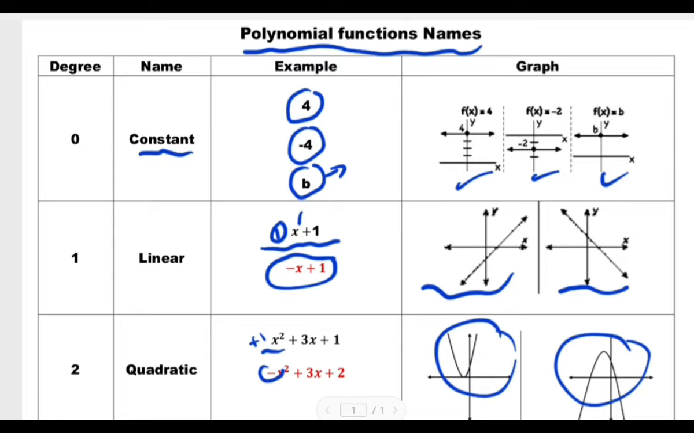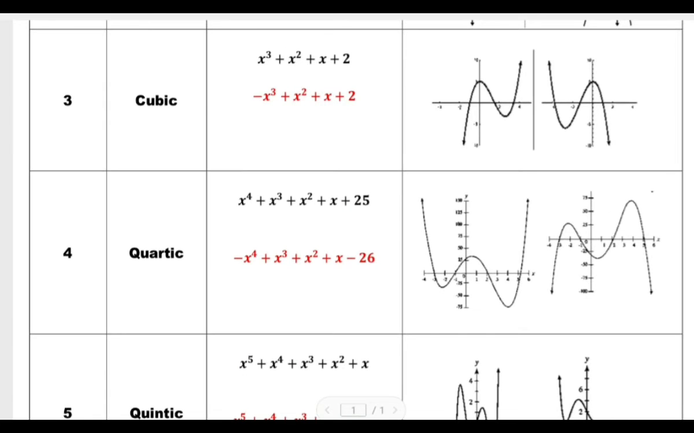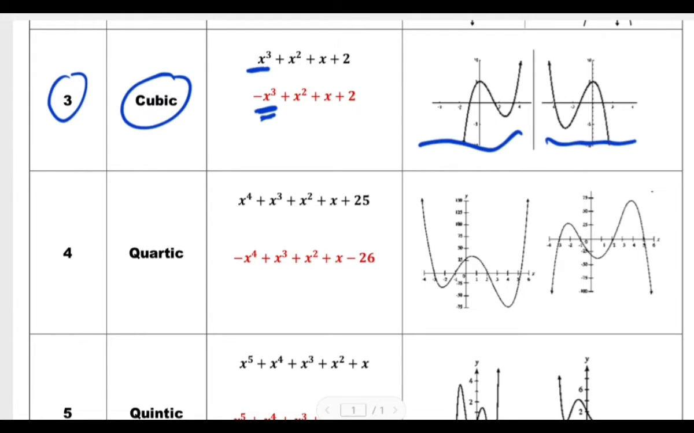Let's move on and see some more names. As you see over here, the highest power is power 3, a cube function, and over here is power 3 also. That's a positive 1 and that's a negative. So if we have power 3, we call it a cubic function, and over here this is a positive leading coefficient, and here is a negative leading coefficient.